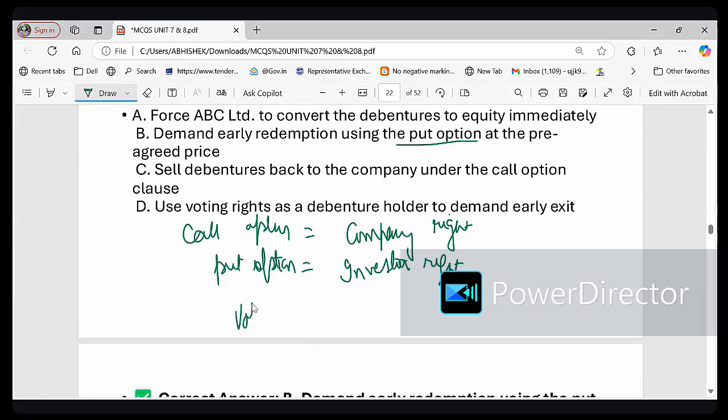And what is the voting right? You know what is the voting right? It comes after you become a shareholder. A debenture is not a share. Once you become a shareholder, then only will the voting right come, post conversion, right?